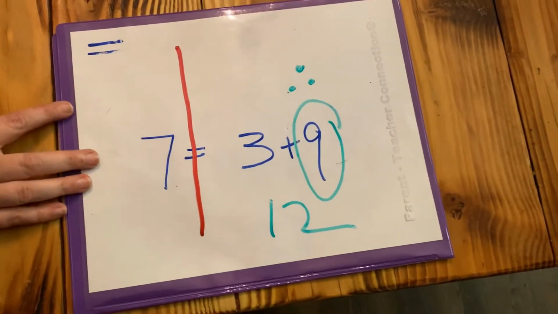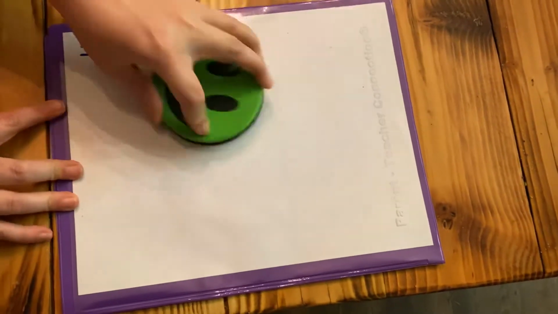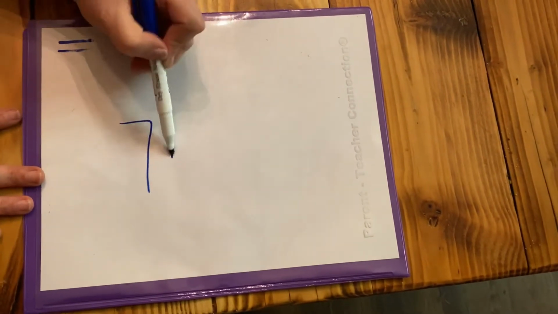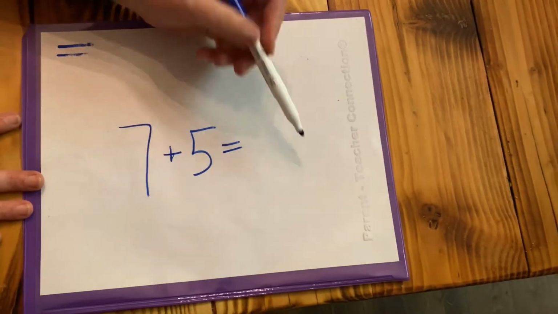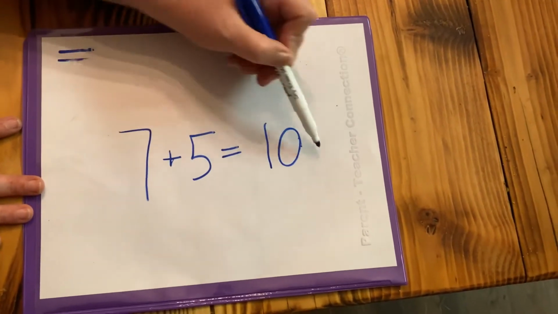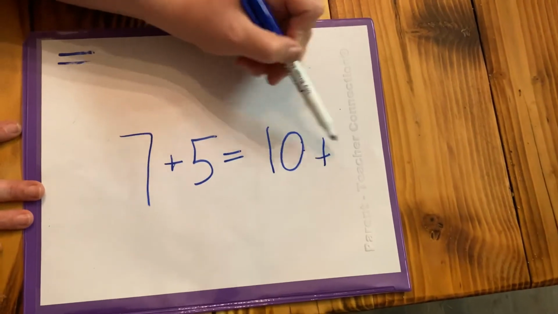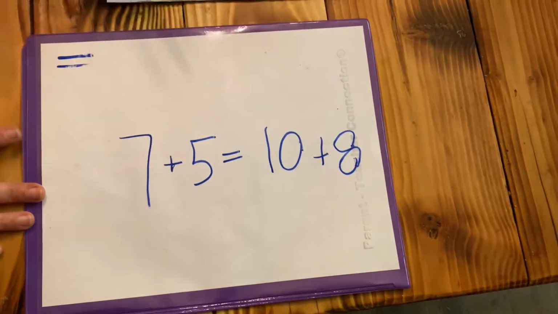So moving down to B, erasing my board. Make sure you're always erasing your board so you don't mix up and do the wrong equation. You have 7 plus 5 equals 10 minus or plus 8. Sorry, kiddos.